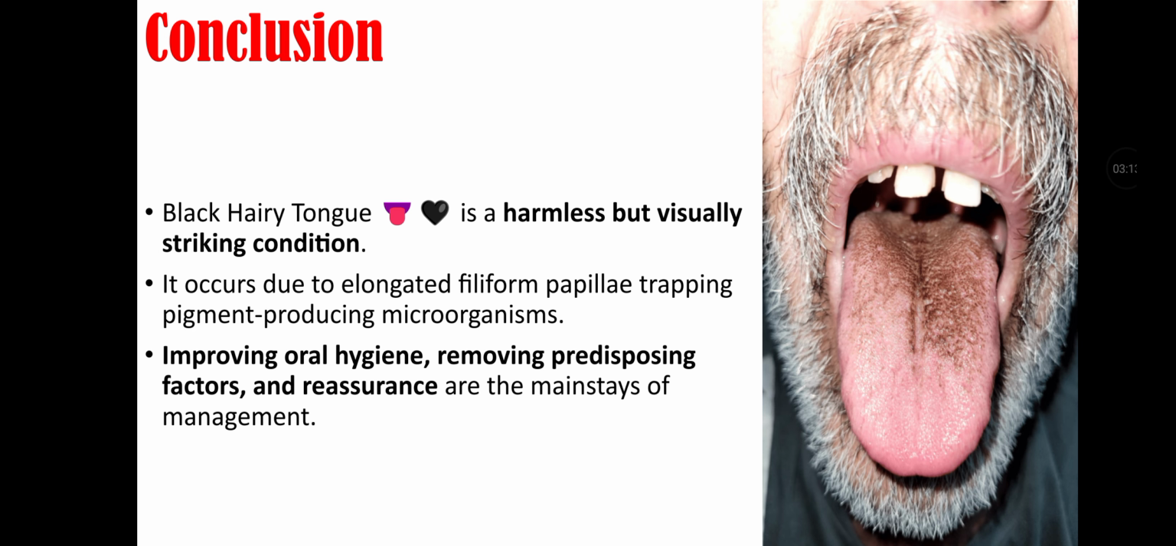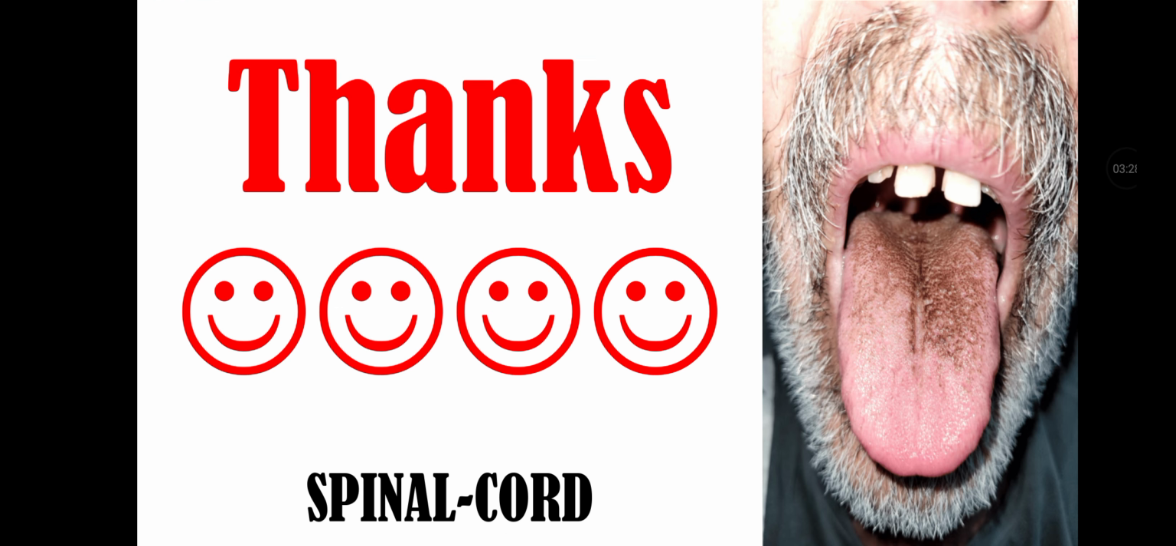Conclusion of this lecture video. Black hairy tongue is a harmless but visually striking condition. It occurs due to elongated filiform papillae trapping pigment-producing microorganisms. Improving oral hygiene, removing predisposing factors, and reassurance are the mainstay of treatment.